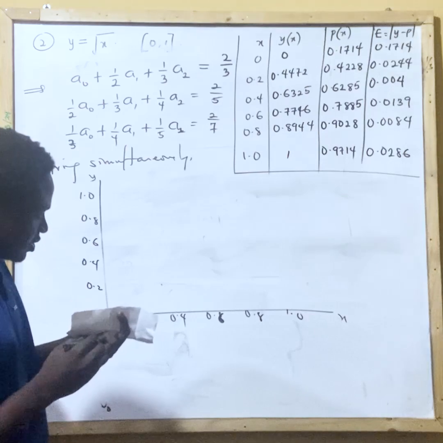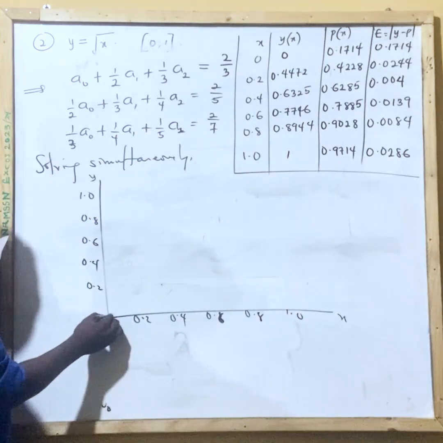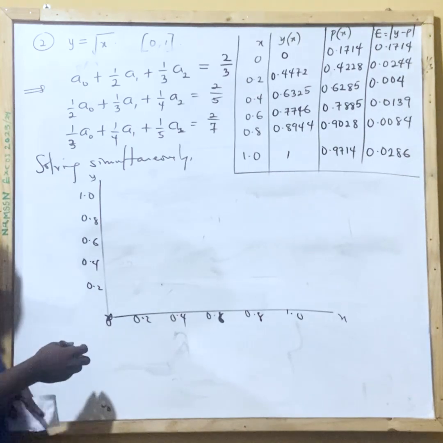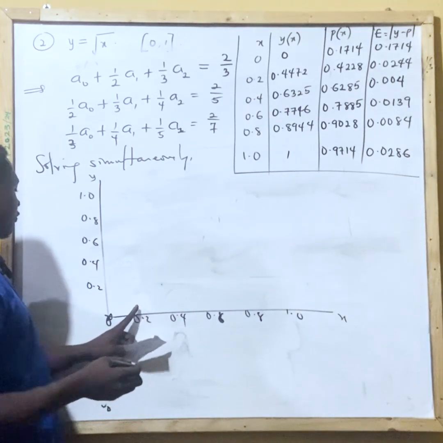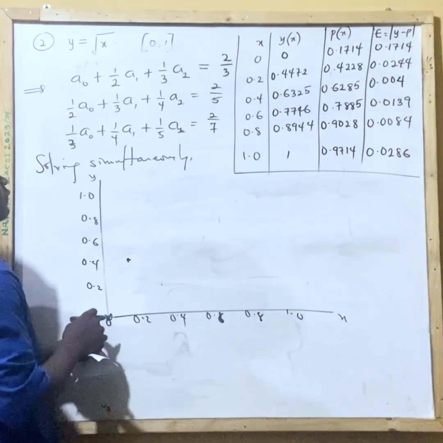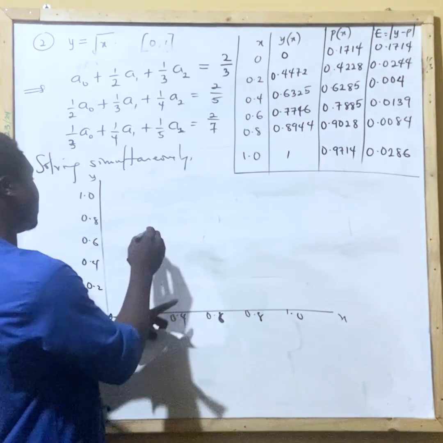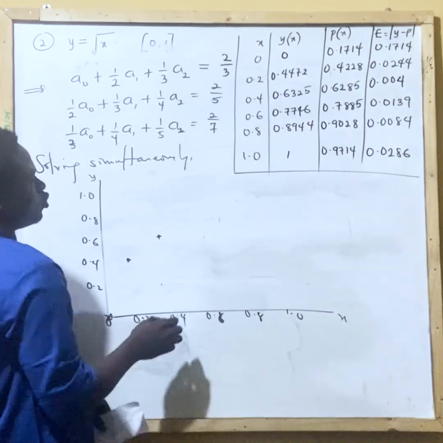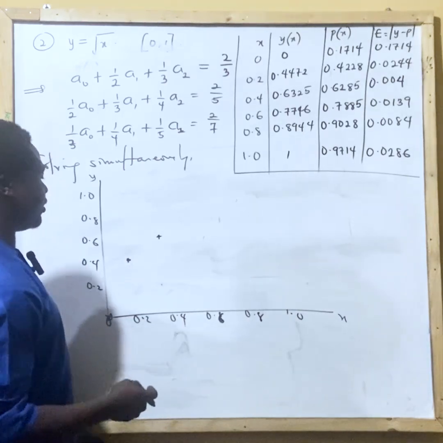For y of x, when x is 0, y is 0, so I have it at this point. When x is 0.2, y is 0.447, so it's slightly above 0.4. So let's say it is here. When x is 0.4, y is 0.63, slightly above 0.6. So let's say here. For my sketch, my points are approximated and are not accurate.